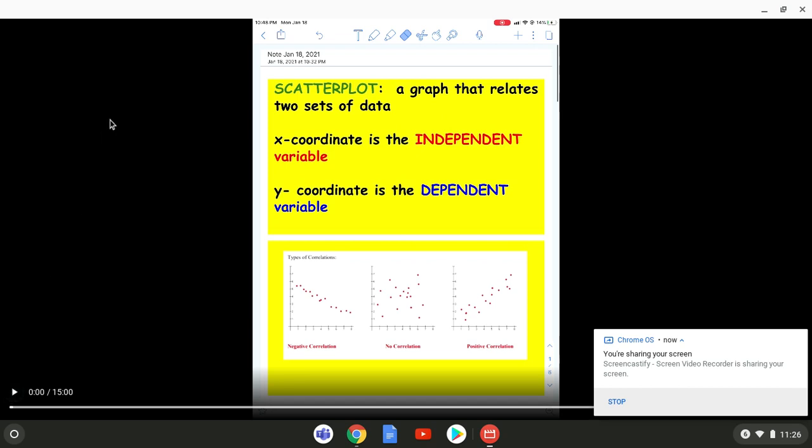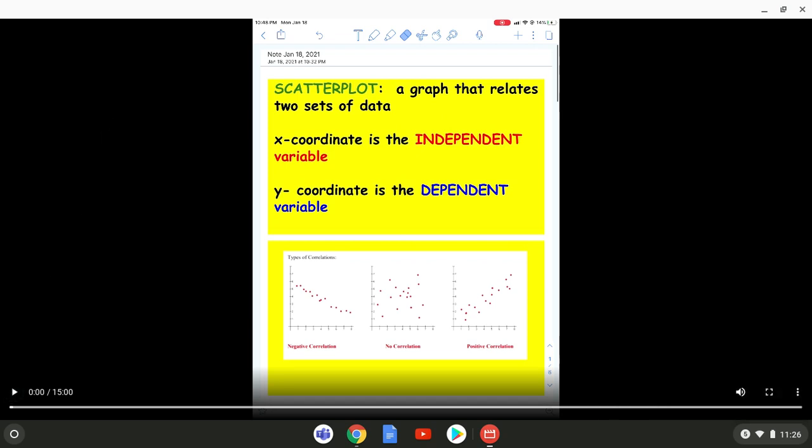Okay, so today we are going to start talking about something called the line of best fit. The line of best fit is oftentimes used when you have a scatter plot. A scatter plot is a graph that relates two sets of data. Basically, all that means is it's data you could get from an X and Y table. It's nothing new that we haven't seen before.